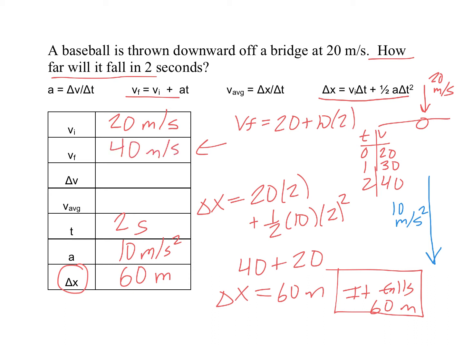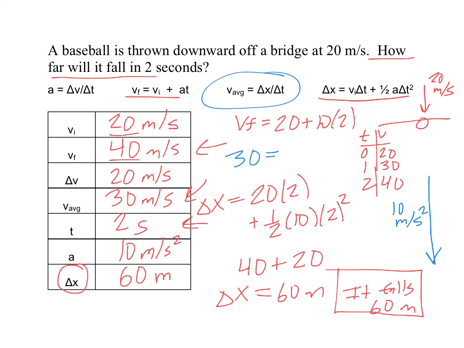If I want, I can find the change in velocity. 40 minus 20 is 20. I don't really need to. But the average of 20 and 40 is 30. So on average, you're going 30 meters per second, and you do that for 2 seconds. So if I use this last equation, and I plug in 30 for V average, and delta x is unknown, and t is 2, if I solve for delta x, I also get 60.